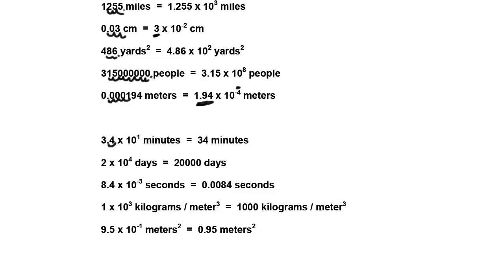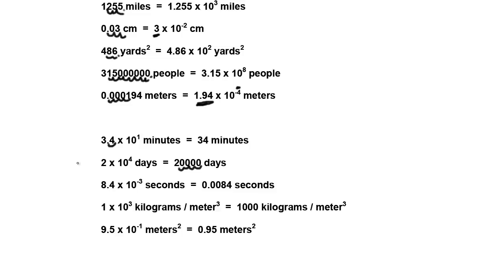2 times 10 to the 4th days. It's going to be a large number because it has a positive exponent. 2 times 10 to the 4th, that's going to be 10 to the 4th. Let's see. 10 times 1 is 10, 10 times 2 is 100, times 3 is 1,000, times 4 is 10,000. So 10,000 times 2 is 20,000 days. Again, you just take that 2, you write it down, and you bring that decimal point over 1, 2, 3, 4 places. 2 times 10 to the 4th days, 20,000 days.